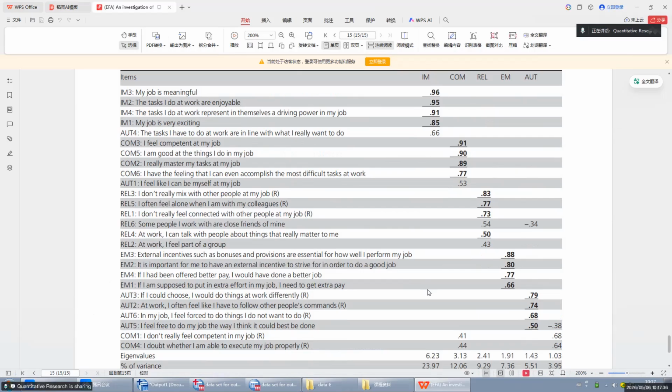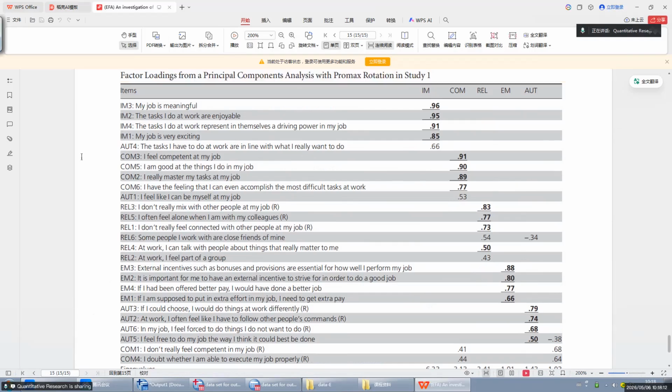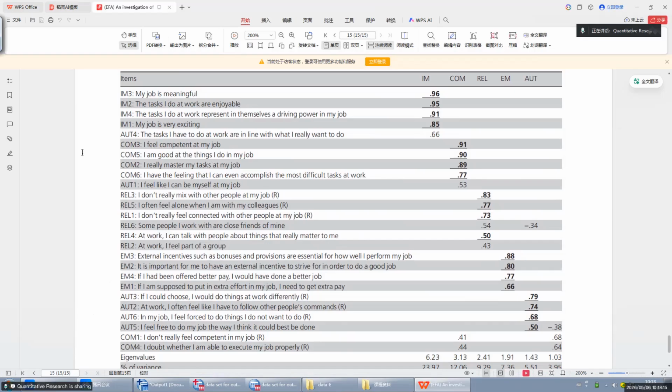Yeah. You see, although it belongs to the first factor, it is an item from a different concept, right? So it was removed. Okay. How about this one? The same reason, right? These two items are from need for autonomy. It was removed.